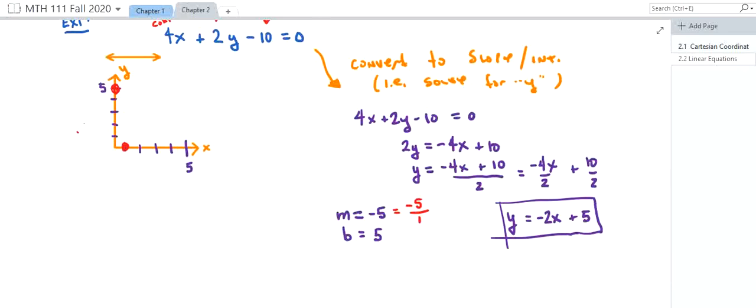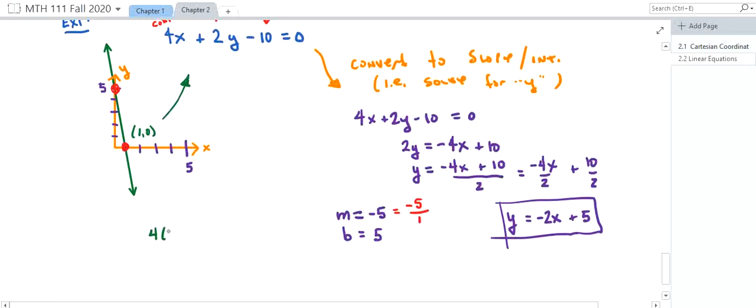Let's go with green. So that means that this point down here is 1, 0. Let's slap that in this equation and make sure it works. So 4 times 1, plus 2 times 0. And when I do that, I get 4 times 1 plus 2 times 0 minus 10 equals 0.